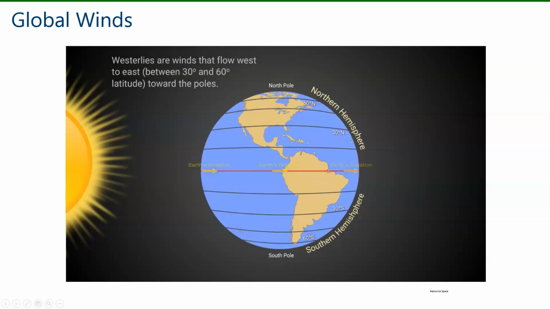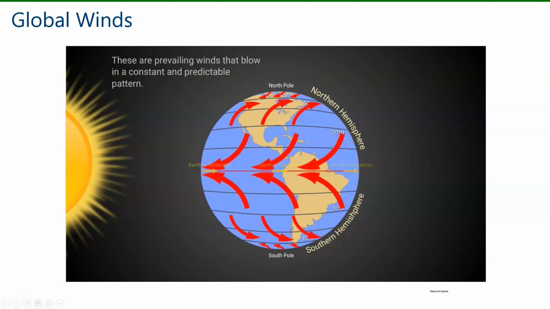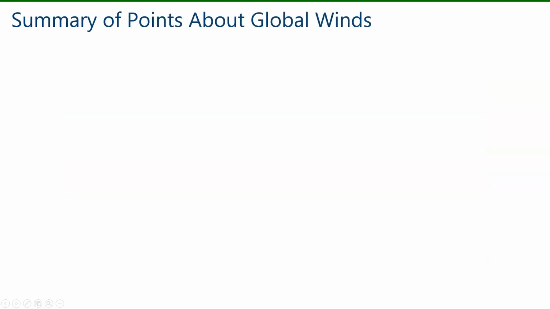Westerlies are winds that flow west to east, between 30 degrees and 60 degrees latitude. Polar easterlies are winds that carry cold Arctic air from the poles toward the lower latitudes. These are prevailing winds that blow in a constant and predictable pattern. Now we'll look at a summary of points about global winds.